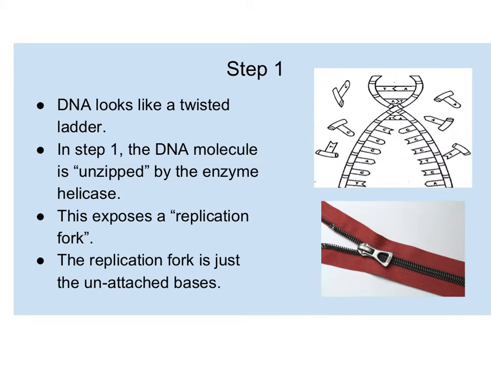All right, so here's step 1 in DNA replication. If you remember, DNA is called a double helix because it looks like a twisted ladder. So up here, it still looks like a twisted ladder, but in step 1, the DNA molecule is unzipped by the enzyme helicase. So that's one enzyme you're going to need to know, helicase.